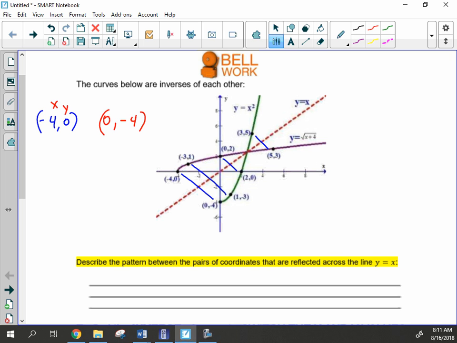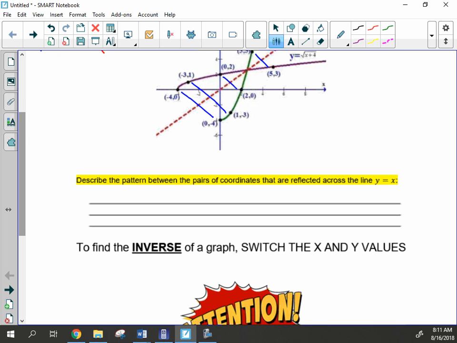So if you wanted to test if something is inverse by looking at this picture, you just have to verify that every single set of points switches order the way that it did just as I showed you. So describe the pattern between the pairs. The x and y values switch. That's the main idea.